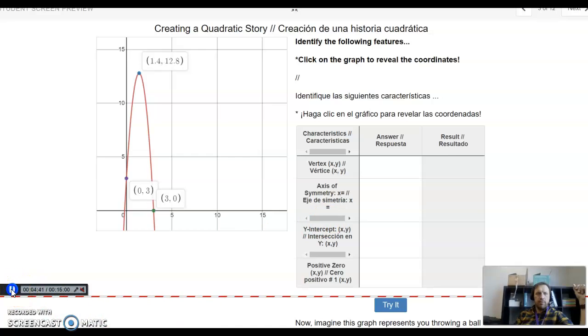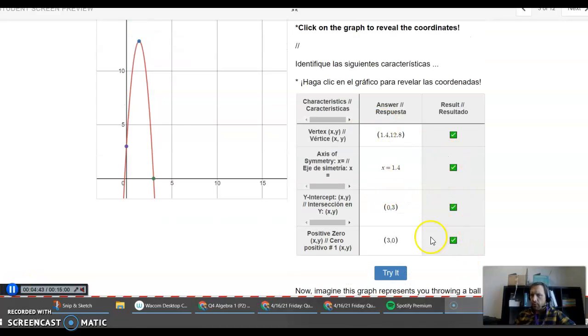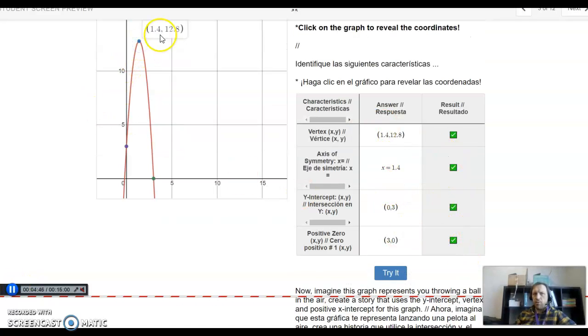Still recording. All right, so how did you do? Did you get all the green check marks? Even though it has a decimal, it's easy to type in there as an ordered pair. And remember, this x value, or the h value in our vertex, is the same as our axis of symmetry.